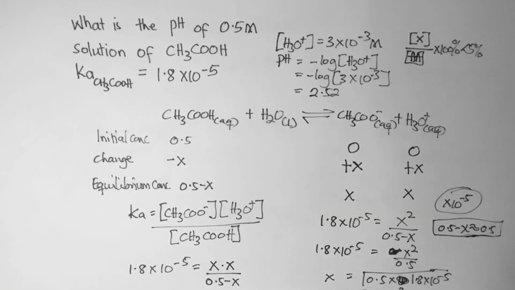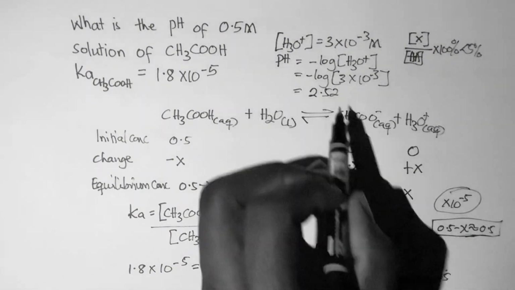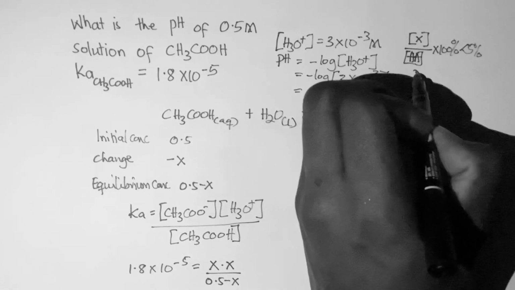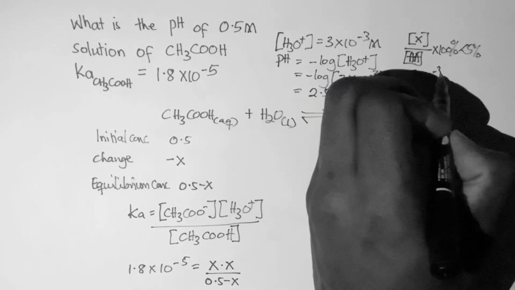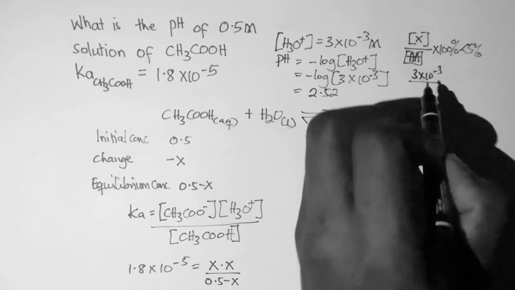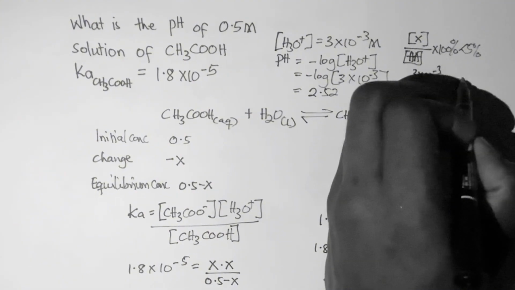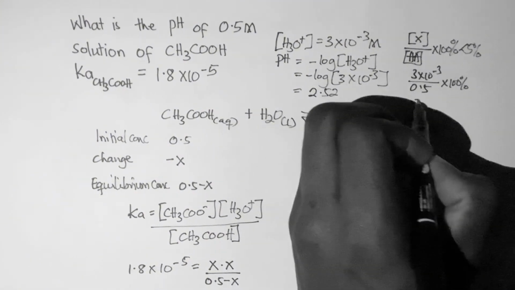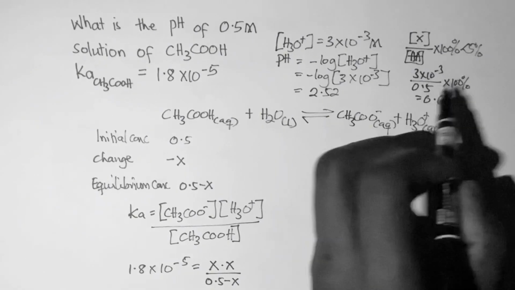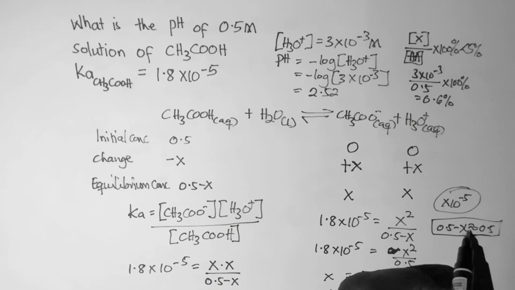So let's check and see whether our approximation holds. We got the concentration of the H3O plus as 3 times 10 exponent minus 3, divided by the initial concentration of the acid, which is 0.5, then times 100%. This is equal to 0.6%. So since 0.6% is less than 5%, it means that our approximation holds.